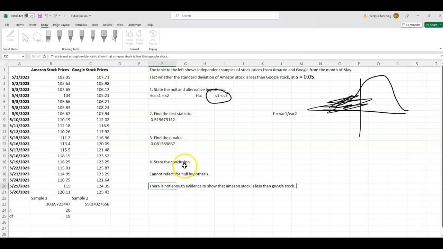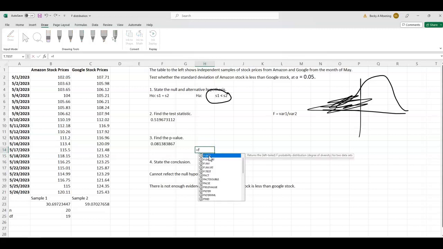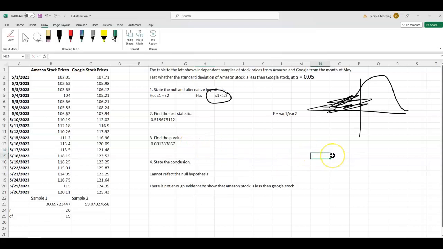Now, this works very similarly if you have a right-tailed test, because you will notice when I did the F, I had the left distribution or the right-tailed distribution. Just to remind you, if you have a two-tailed F-test, your p-value is going to be the smaller of 2 times the p-value of the left-tailed test, or 2 times the p-value of the right-tailed test.